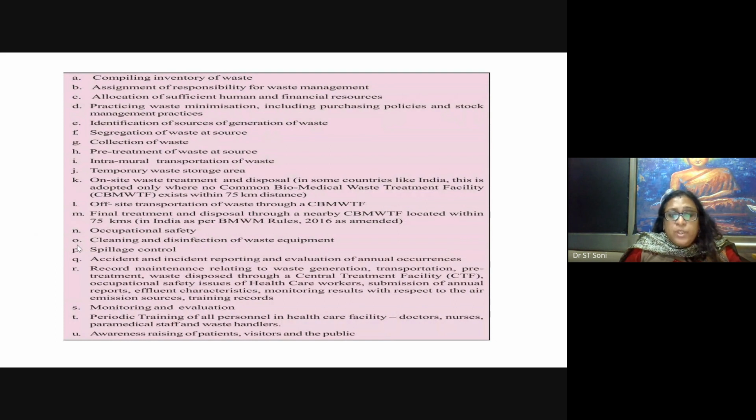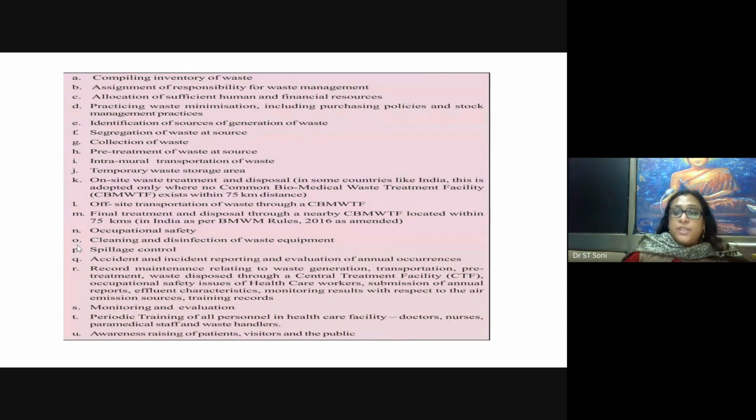So when we know that there are certain busy hours, like between 10 to 12 in the morning and 3 to 5 in the evening, or 5 to 7, whatever the OPD timings of your hospital, during these busy hours you are not supposed to transport the waste intramurally inside the hospital to the temporary storage area.